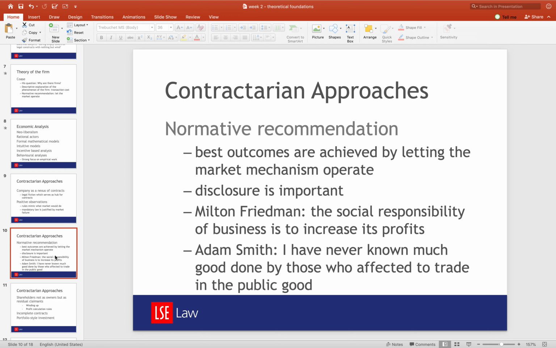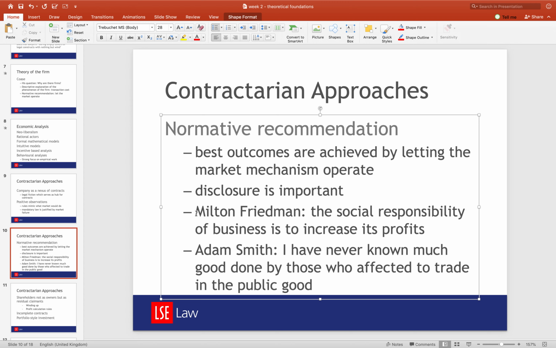They make normative recommendations, and those are that outcomes are best if we let the market operate. Disclosure is very, very important because it informs the market, allowing participants to make better decisions. And Milton Friedman has articulated this idea of let the market operate in his very famous statement where he says the social responsibility of business is to increase its profits.